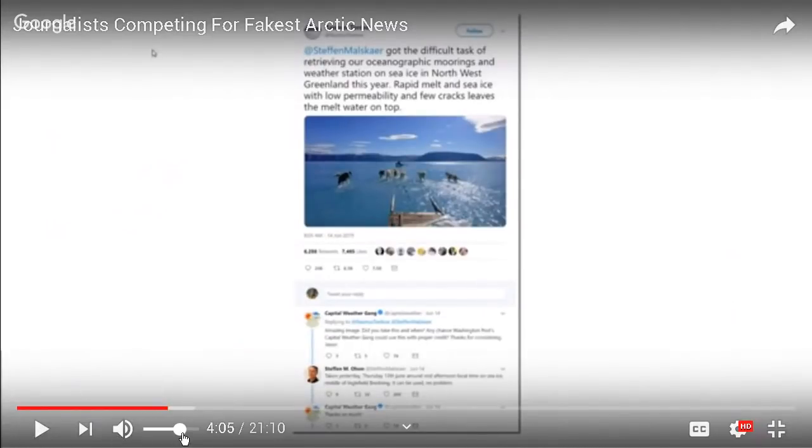And I'm just going to play a little clip here, as here's a photograph of some dogs walking across some sea ice, and a journalist dying to report on melting ice sheets.